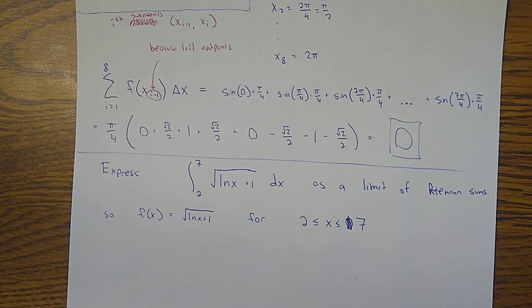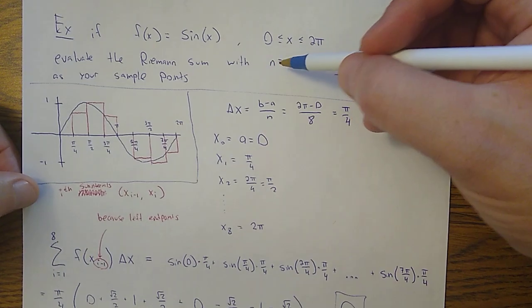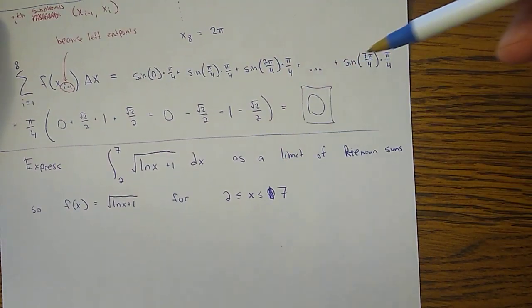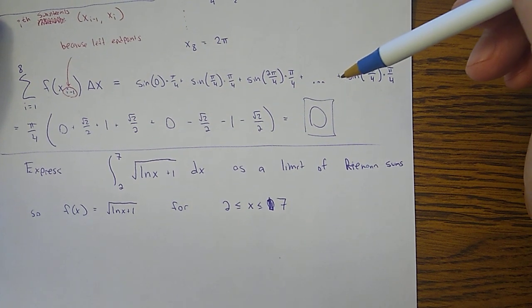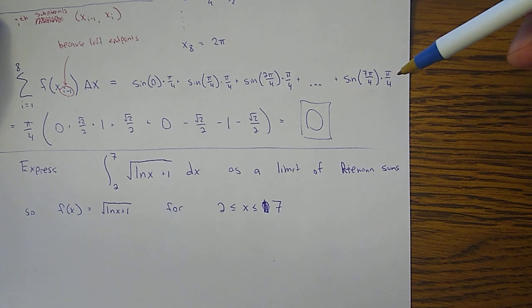The different part about this one is we're going to do a limit. We don't have a value of n. On the last one we were told n was 8. N is the number of subintervals. On this one we're going to do the limit as n goes to infinity. That's what it means by saying a limit of Riemann sums.